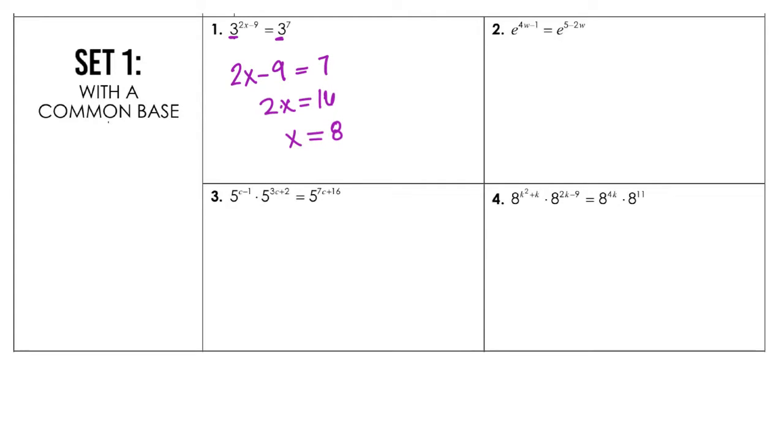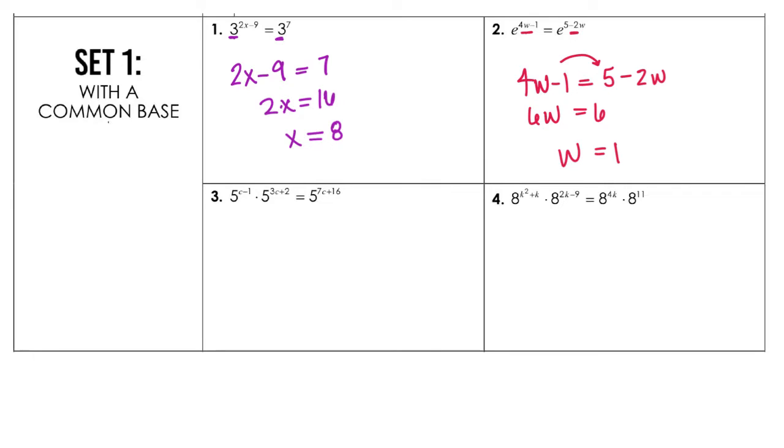So now moving on to the next problem, number 2. It's still the same idea. We have the same base here, so all we need to do with the same bases would be to set those exponents equal to each other. So 4w minus 1 equals 5 minus 2w. I would go ahead and add that 2w over, and then we're going to add our 1 over. And notice that w in this case would have to be equal to 1.